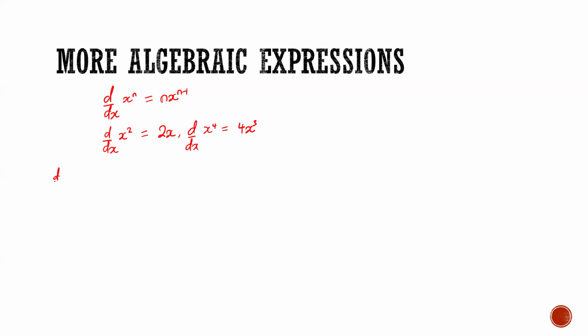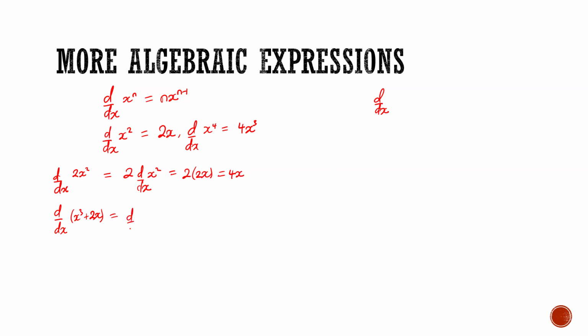How about expressions like 2x squared or x cubed plus 2x? How would we get the derivatives of those functions? Now, that operator d dx is a linear operation. Because of that, this is the same as 2 times the derivative of x squared. So this would be 2 times 2x, which gives us 4x.